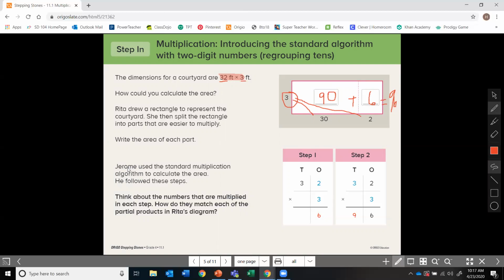Okay, let's see what Jerome did. Jerome used the standard multiplication algorithm. Okay, so this is the second strategy that we were looking at earlier. Okay, he did the same two numbers, so 32 times 3. He did 3 times 2, which is 6. He did 3 times 3, which is 9, and he also got 96. So no matter what strategy you use, you should get the same answer. Okay, let's try the next one.